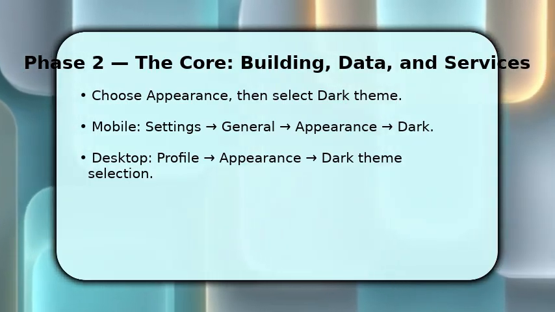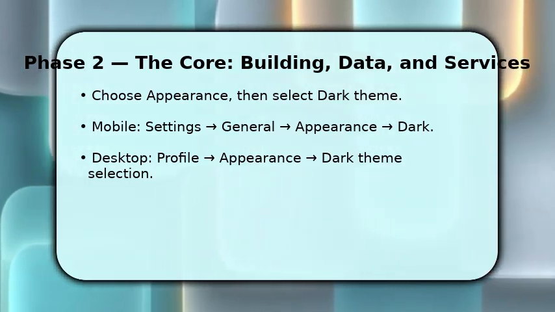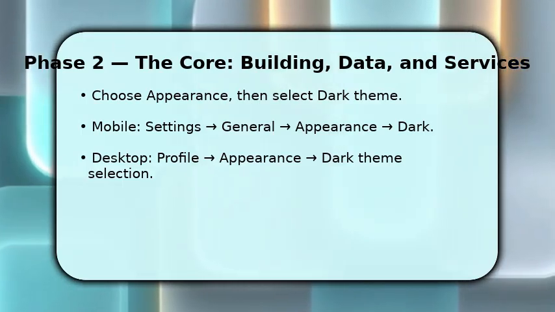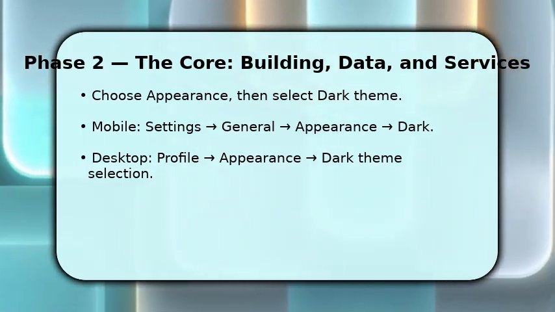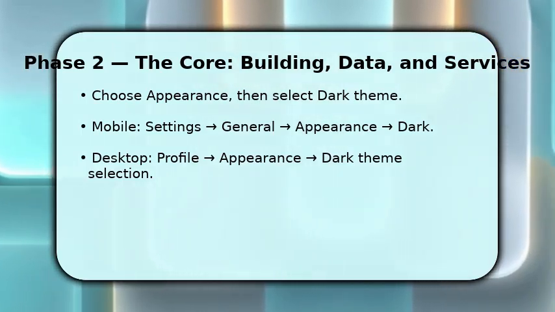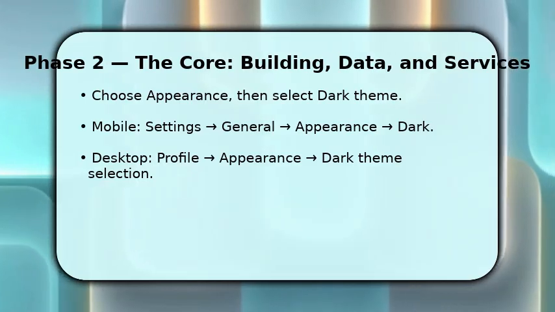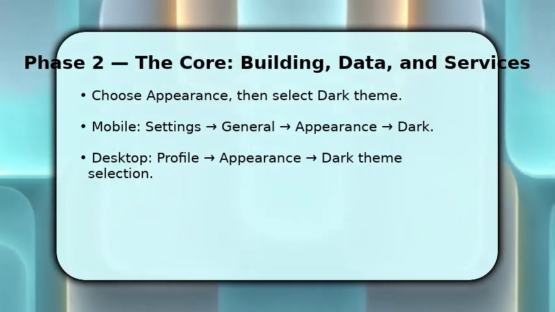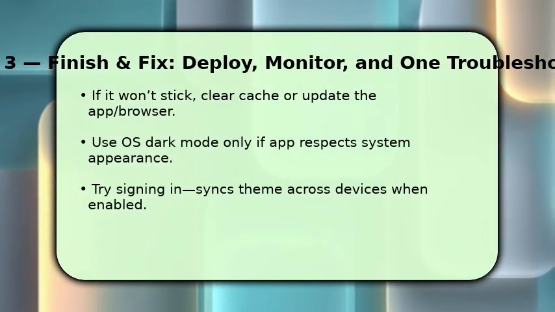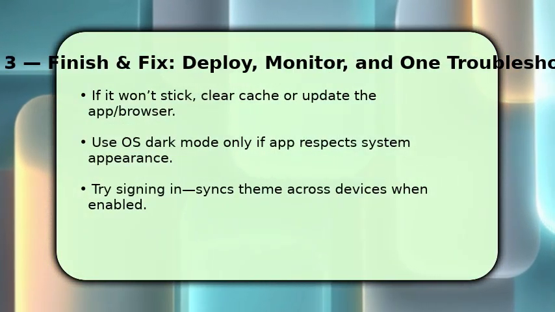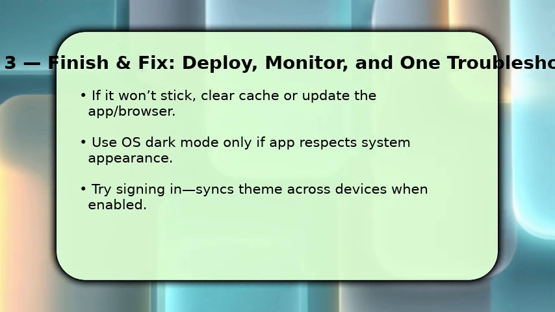Once done, YouTube remembers the choice when signed in. Otherwise, it saves locally to that browser or app. Make sure to test a few pages so you confirm it applied universally. If multiple devices are used, repeat these steps on each. Finish by confirming the dark theme is active across videos and menus. Scroll several pages to be sure.